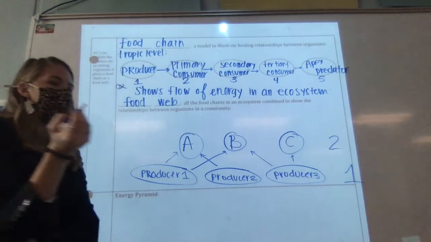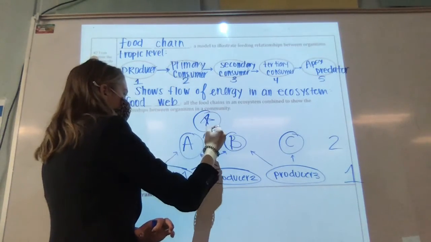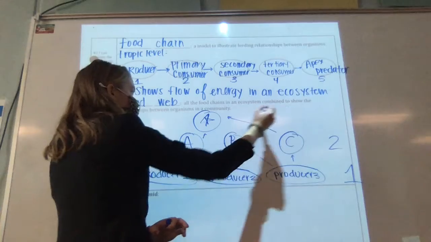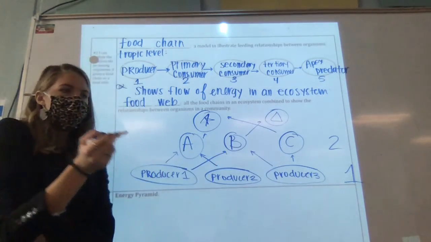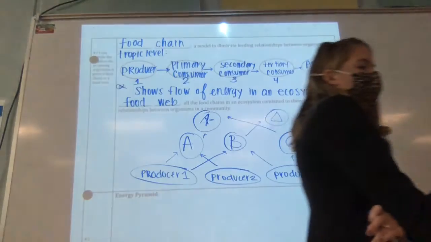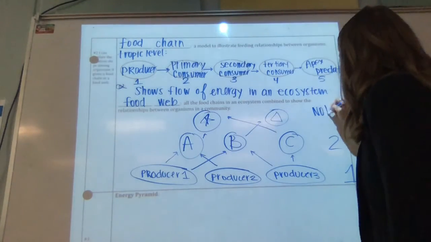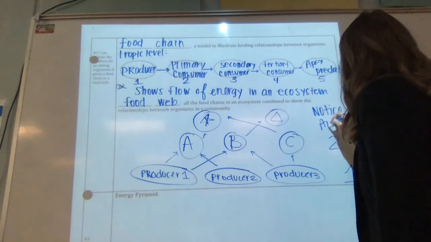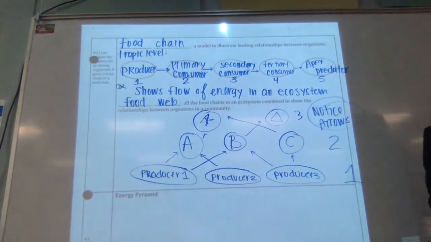And then lastly, we might have some bigger guys up here. The star that eats A and C, or the triangle that only eats B. So again, notice the arrows, and where they're pointing. They're pointing to where the energy is flowing.